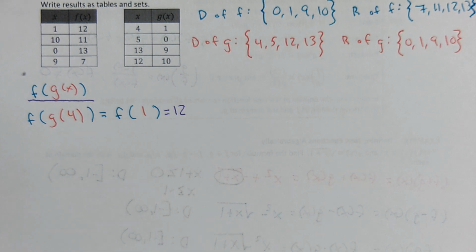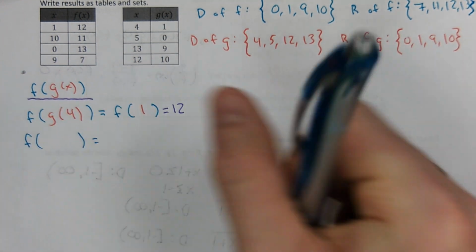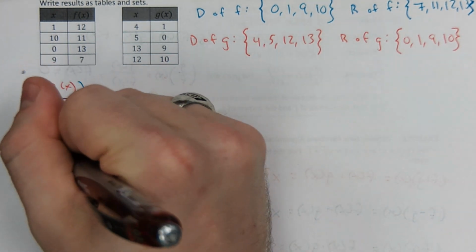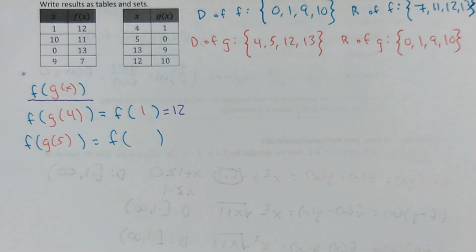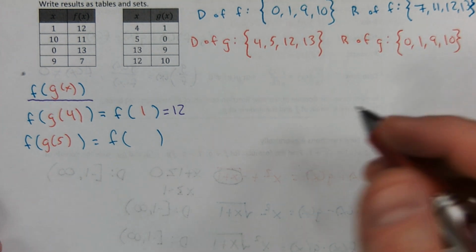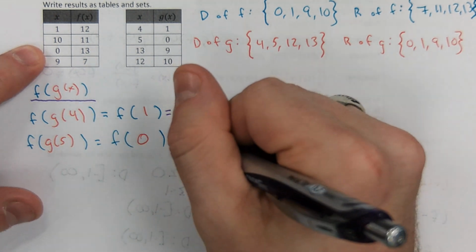The next value that x can take on for g is 5. So we go, all right, well, when x is 5, g has a value of, say it loud, guys. A couple of you whispered 0. All right, let's say it loud here. So what is f at 0 then? It's 13.